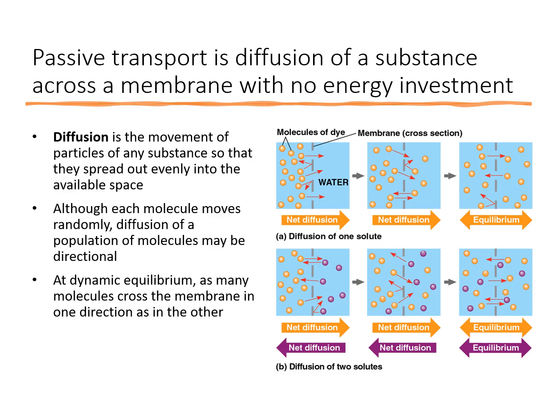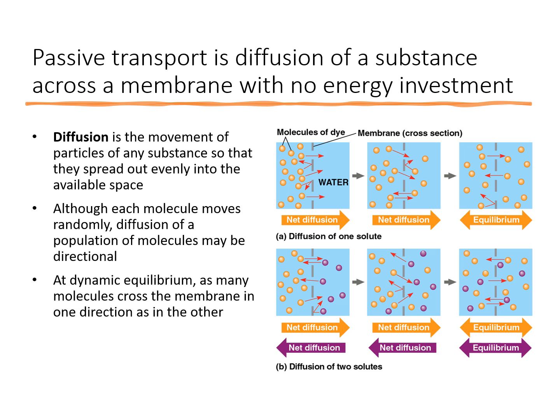Passive transport is the diffusion of a substance across a membrane with no energy investment. Diffusion means there's a movement of particles of any substance so they spread out evenly in the available space. If you look at the top set of images, the orange molecules of dye start really concentrated on the left and they have a net diffusion to the right because they cross the membrane until they reach equilibrium. However, if you look at the ones on the bottom, you see a bunch of the orange molecules on the left and a bunch of the purple molecules on the right.